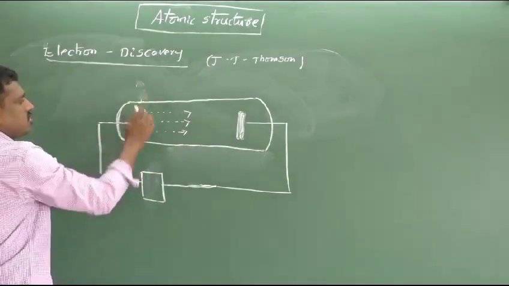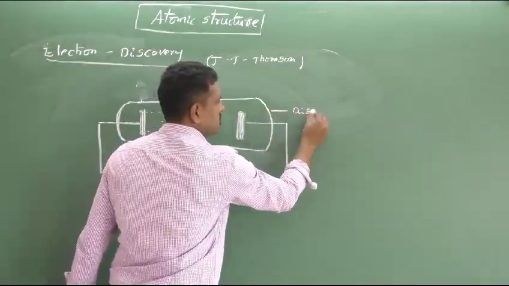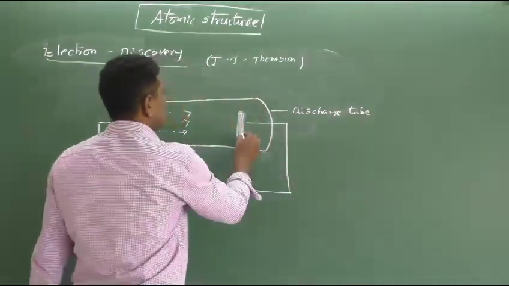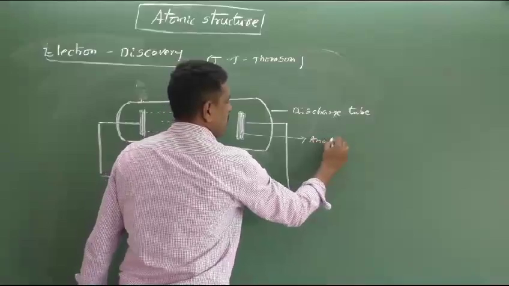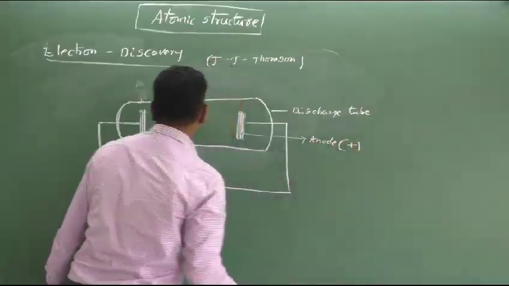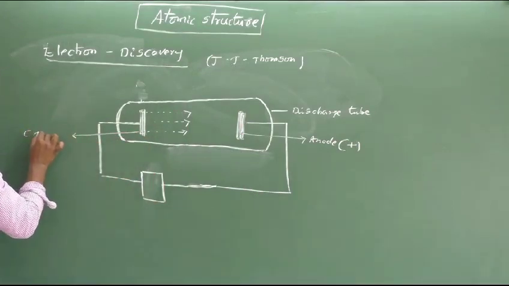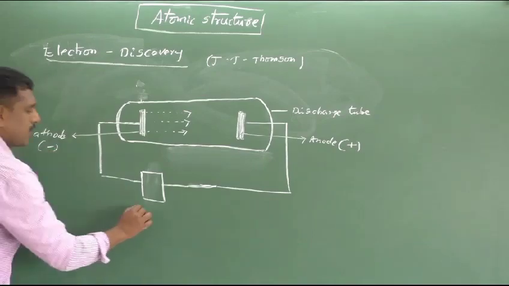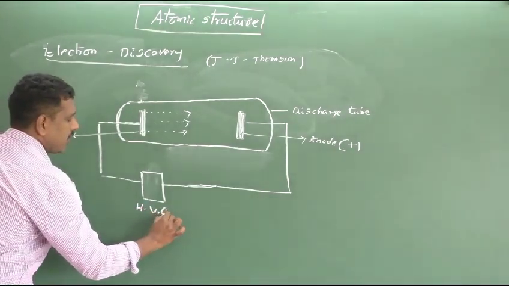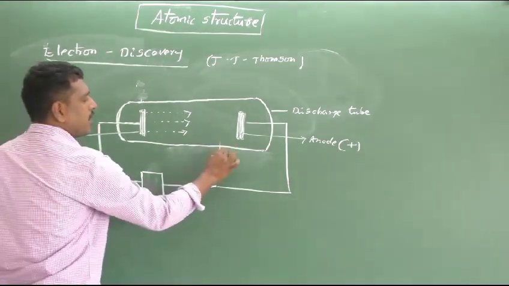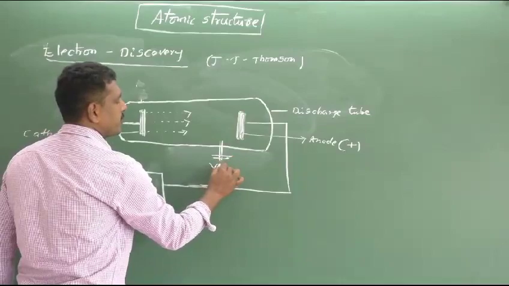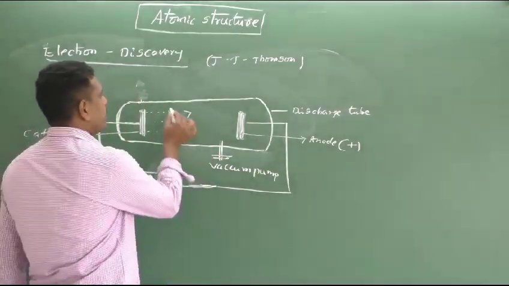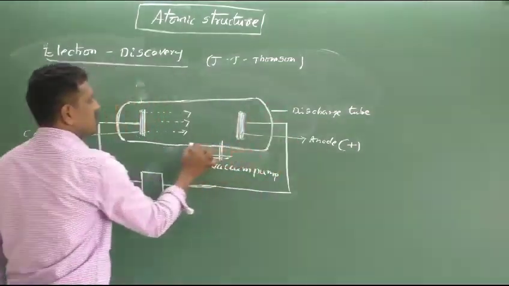This is the discharge tube. And this is the anode, positive charge. And this is the cathode, the negative pole. Here is a high voltage generator, HVG, and here a vacuum pump. So this is the structure of the discharge tube.